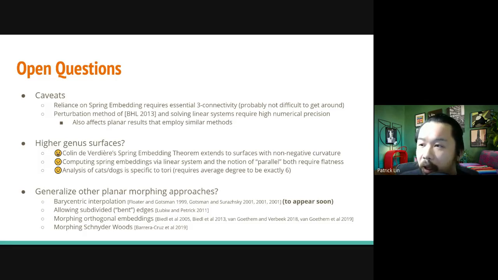And in particular, we still have this issue, right? If we're trying to morph between arbitrary embeddings, they're very much still not Schnyder-Wood embeddings. So we still have this other issue.